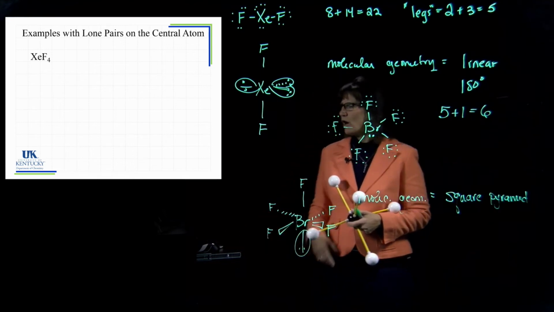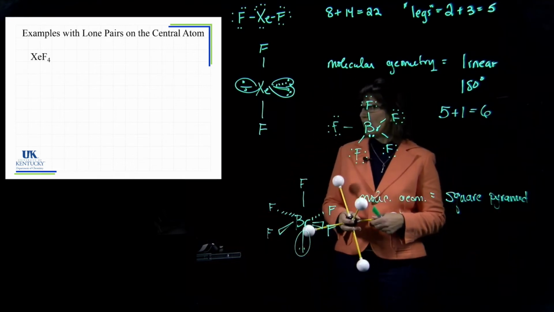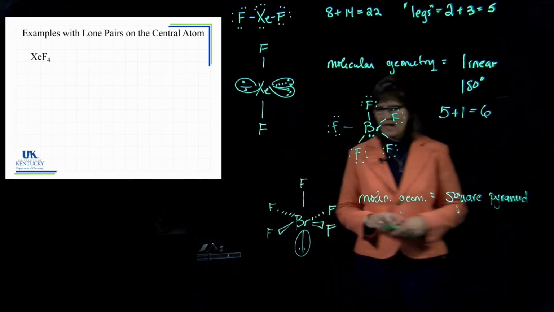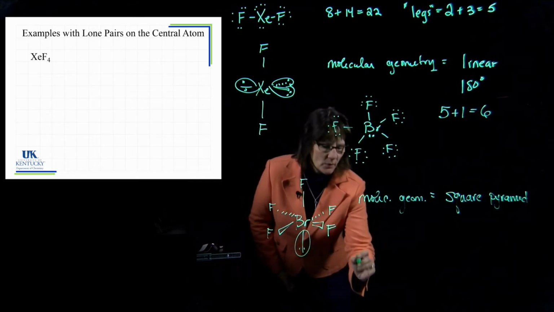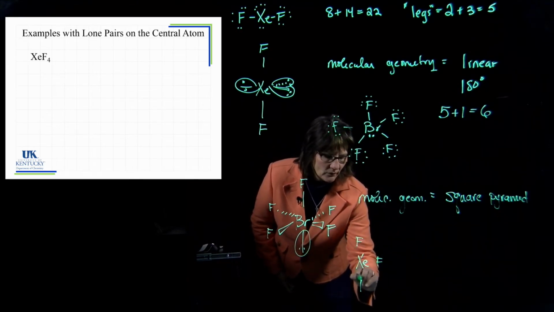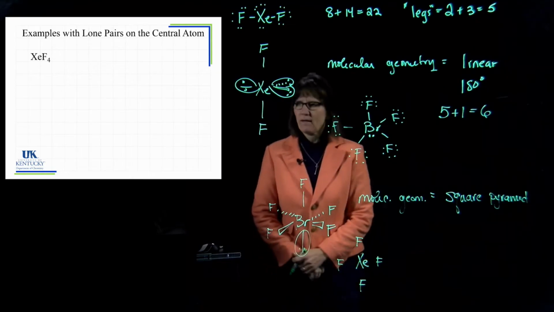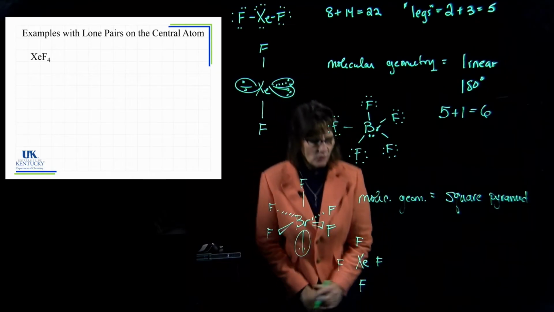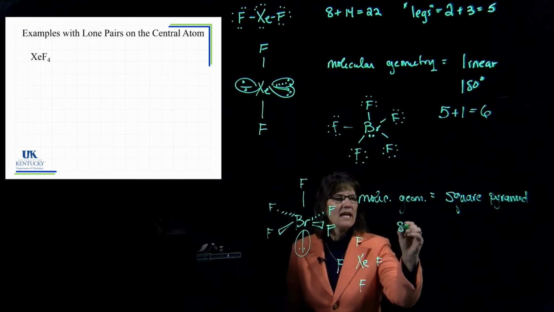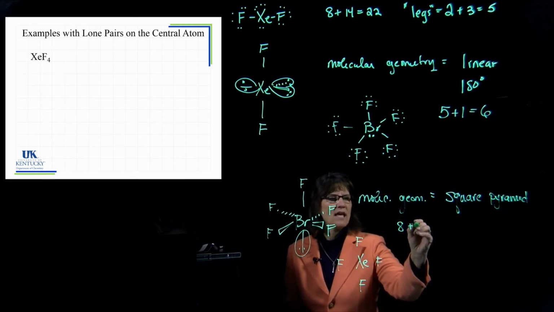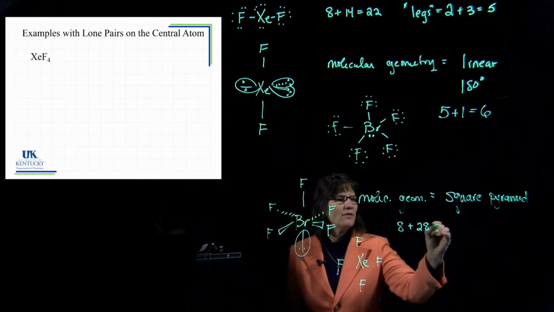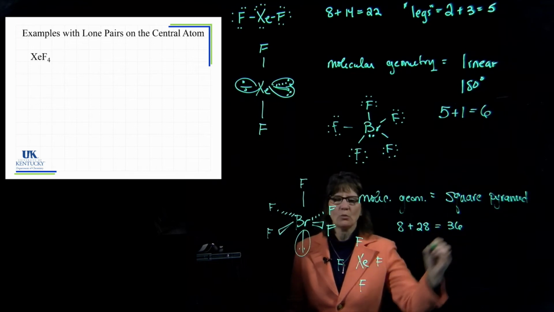All right, we're ready for our next one, XeF4. I am going to draw the Lewis structure of XeF4. So we have Xe, surrounded by 4 fluorines. Okay, we count up valence electrons. Xenon has 8 because it's a noble gas. Each of the fluorines is 7. 7 times 4 is 28. And we add those up, we have 36 to work with.